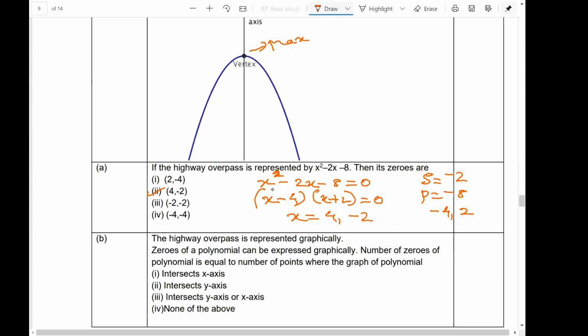Second question. The highway overpass is represented graphically. Zeros of a polynomial can be expressed graphically. The number of zeros of a polynomial is equal to the number of points where the graph of the polynomial, option 1, intersects the x-axis, option 2, intersects the y-axis, option 3, intersects the y-axis or x-axis, option 4, none of the above. Since the polynomial p of x is given in x, we can clearly say it is option 1: intersects the x-axis.